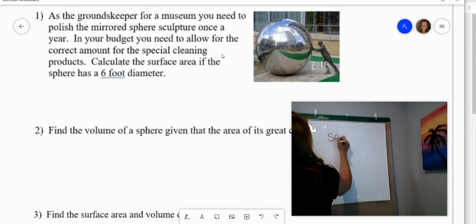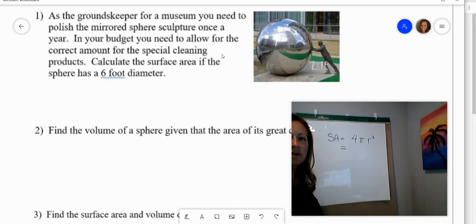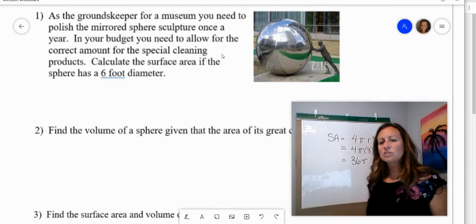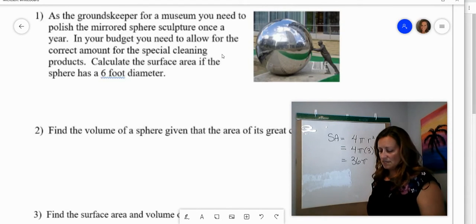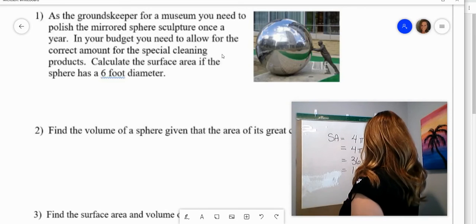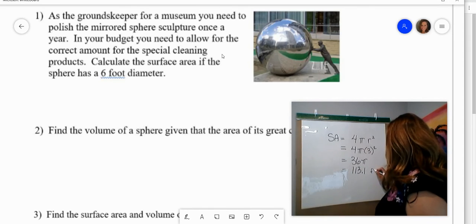Surface area of a sphere, 4 pi r squared. The radius we've been given is not 6. It's 3 because the diameter is 6. So we're going to put 3 for the radius. Square that. 9 times 4 is 36. 36 pi is actually the most accurate answer for the surface area of the sphere, but as a decimal, 113.1. And since this is a surface area, it would be square footage.